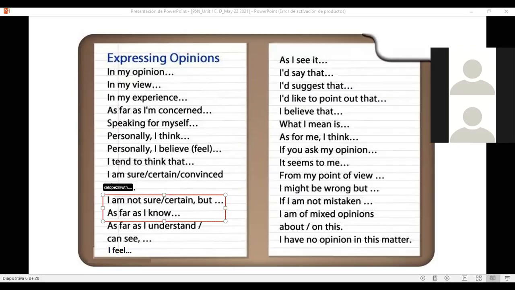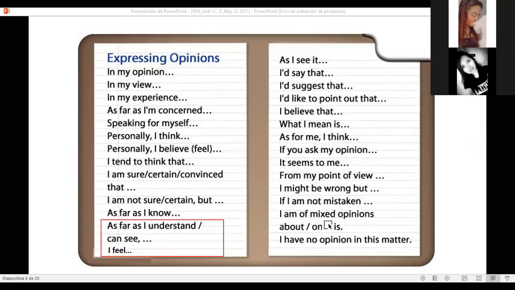Y la segunda frase tenemos as far as I know, hasta donde yo sé. ¿Sí? Esa es otra forma de decir lo que pensamos. Hasta donde yo sé, bla, bla, bla. And let's see the last two phrases here.